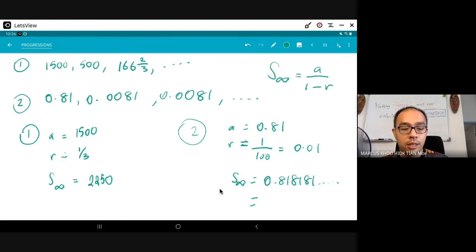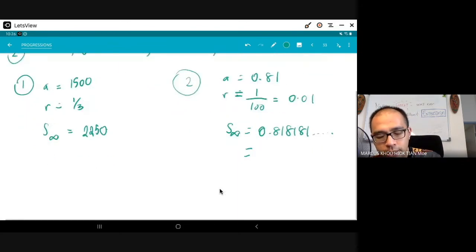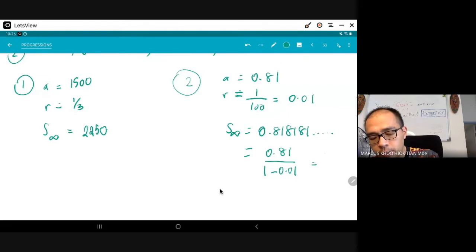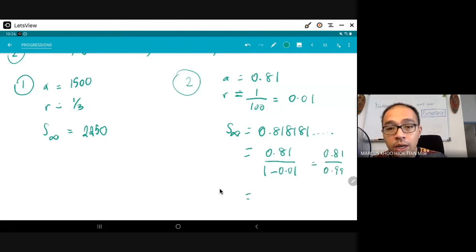Okay, then you press into fraction. Oh, sorry, no, you cannot do this. So you will do it like this. So A is 0.81 over 1 minus 0.01. Okay, so you get 0.81 over 0.99. Okay, what you will actually get is 9 over 11. Okay, this is the one thing.